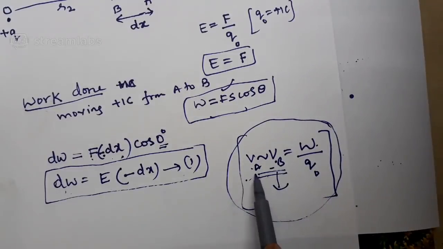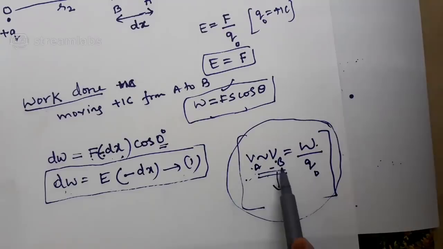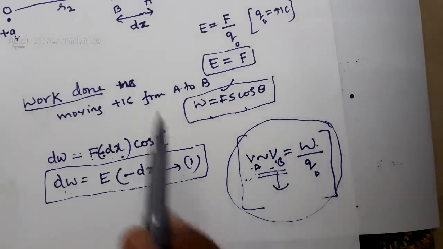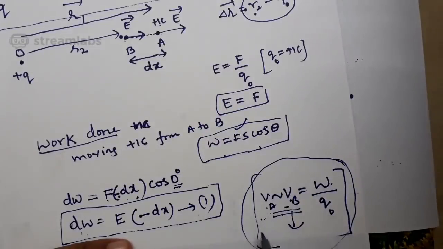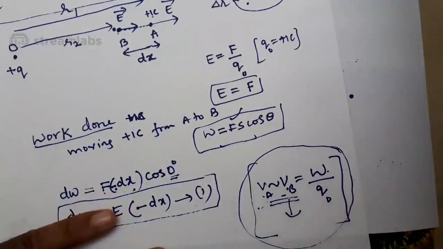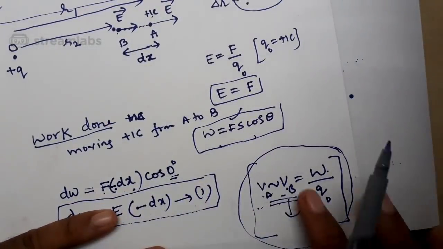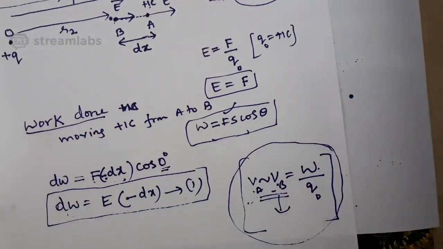It should be potential at the final position minus potential at the initial position, which means if you are bringing a plus 1 coulomb charge from A to B, it is supposed to be VB minus VA is equal to W by Q naught. If you are moving a plus 1 coulomb charge from, generally, B to A, where the final position is A, it should be VA minus VB is equal to W by Q naught. Again, I'll repeat, this is important as far as working a problem is concerned.